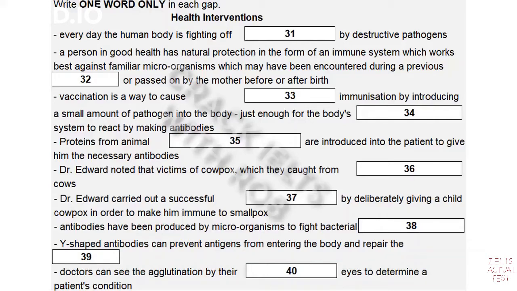He conducted an experiment by injecting a child with a small amount of pus taken from a cowpox pustule. The child subsequently became ill, but soon recovered. Later, he injected the child with pus from a smallpox pustule, and the child did not get sick. He had developed immunity to the more dangerous disease. The antibodies produced to fight the cowpox bacteria had been able to fight off the smallpox bacteria.